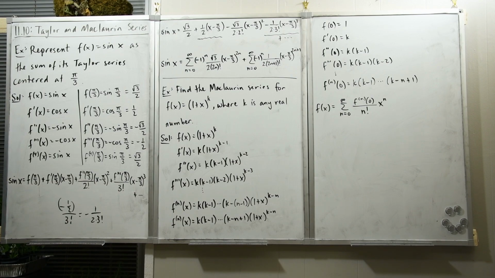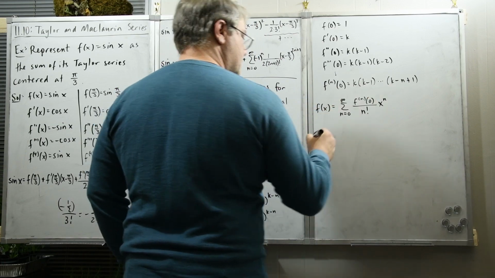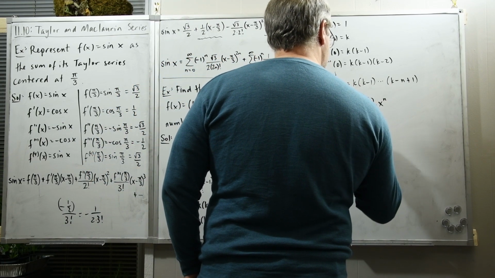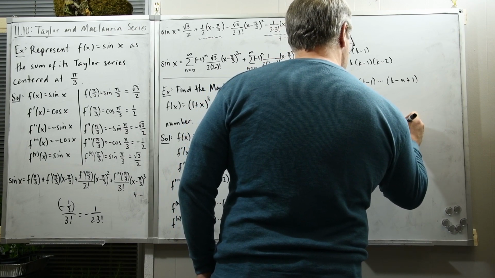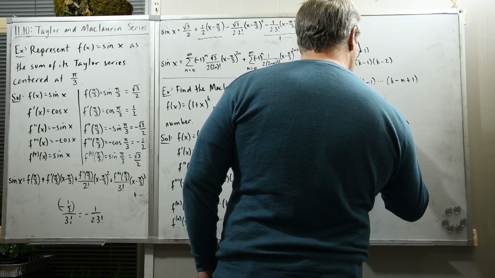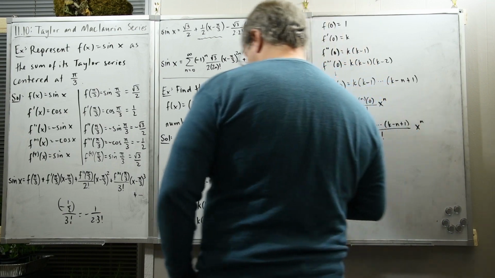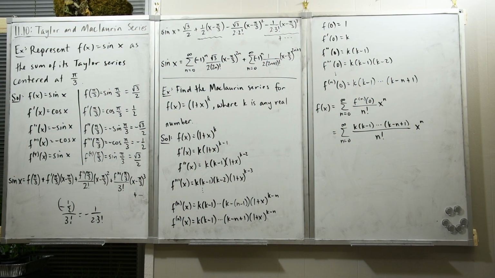But let's keep in mind what the nth derivative of f at 0 is. It's this product. So you're going to get the summation n equals 0 to infinity, k times k minus 1 all the way to k minus n plus 1, all over n factorial, times x to the n. So that is our representation.